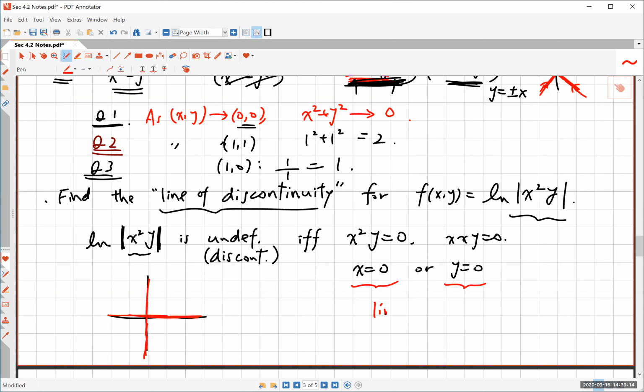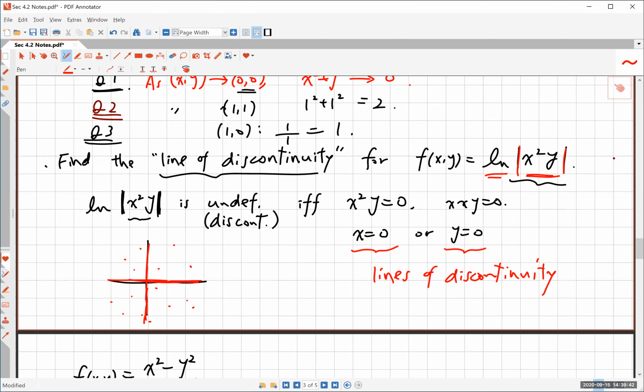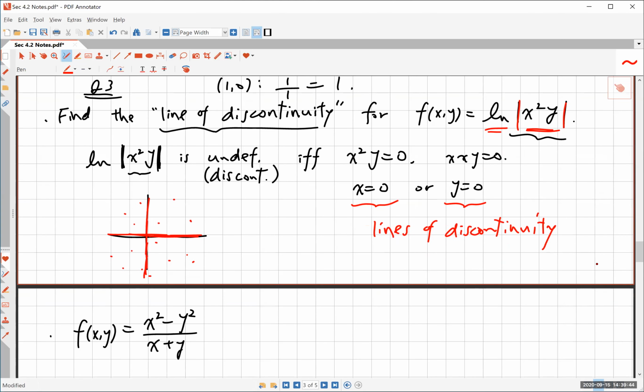These are the 2 lines of discontinuity because these are the set of all points where the function is undefined and therefore is discontinuous. If you pick any other points off of these coordinate axes, regardless of what they are, x squared y is going to be either positive or negative, and the absolute value of that is positive, and the natural log is defined and is continuous, okay? So these are the only points.